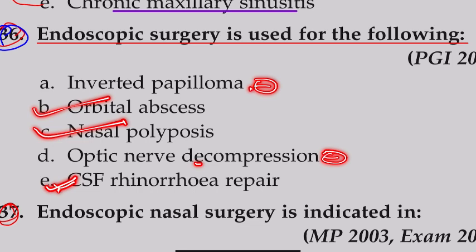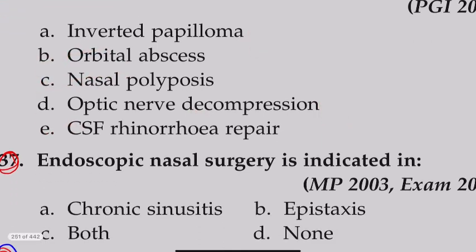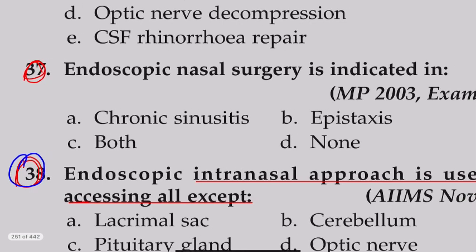Inverted papilloma is a benign but locally invasive tumor, hence wide excision is done by the lateral rhinotomy approach. Maxillectomy in carcinoma maxilla is done by the open Weber Ferguson incision approach, so it is not done here. Endoscopic nasal surgery is indicated in chronic sinusitis and epistaxis both.